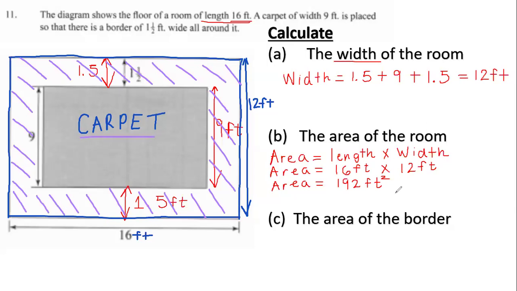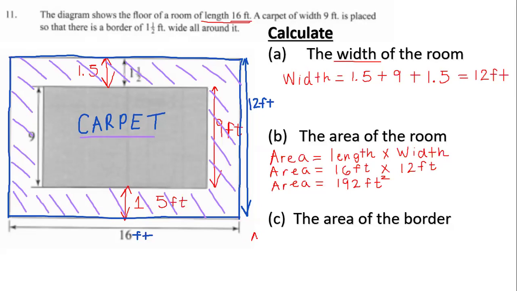Now we already have the area of the room, but we need to figure out the area of the carpet. Once we have the area of the carpet and we have the area of the room, all we need to do is subtract the two. So we have to find the area of the carpet first. So let's do that. Find the area of the carpet and then we can find the area of the border. So what is the area of the carpet?